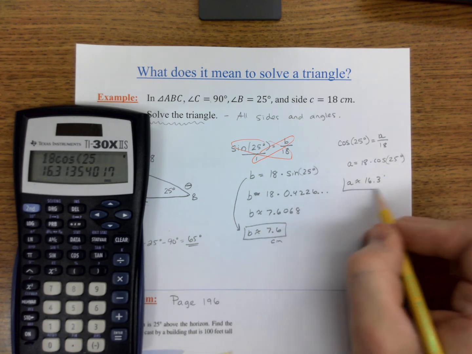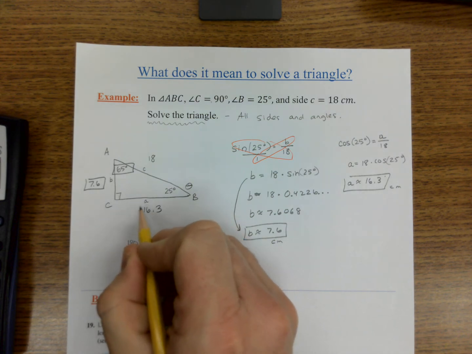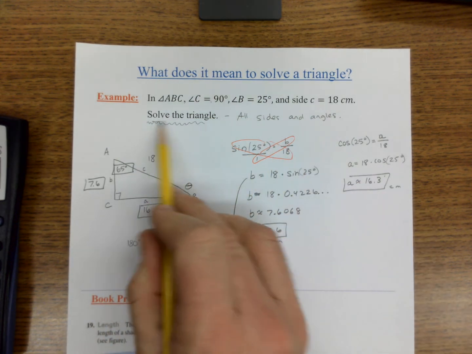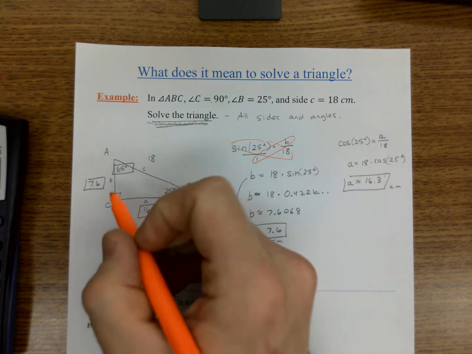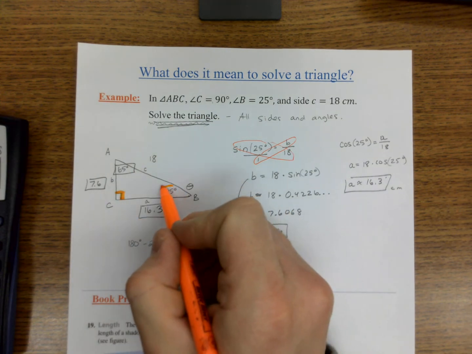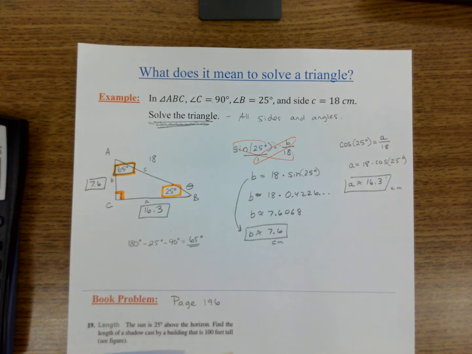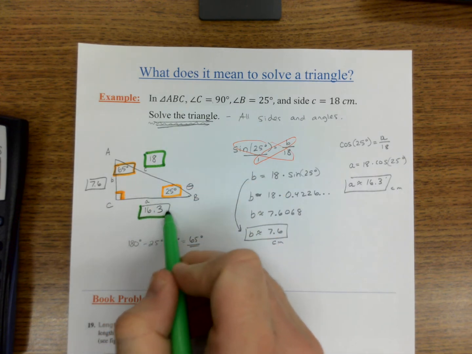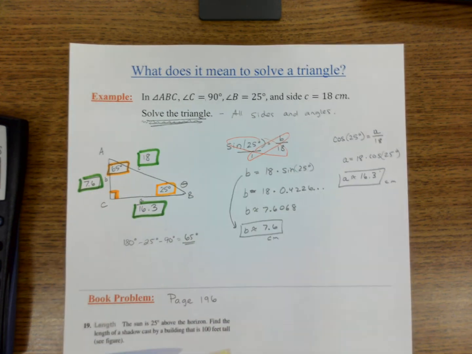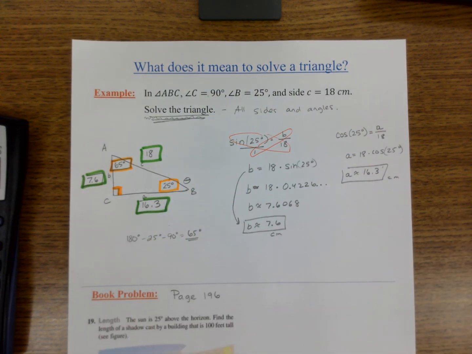This one was centimeters. This one is centimeters. So we can put that here. And now what we've done is we have solved this triangle. Let's see here. Do we know the angles? Well, we have a right angle, a 25-degree angle, and a 65-degree angle. We know all the angles. Do we know all the sides? Well, we have an 18 side here and a 16 side there and a 7.6 side there. This triangle is solved. We have all the measurements.